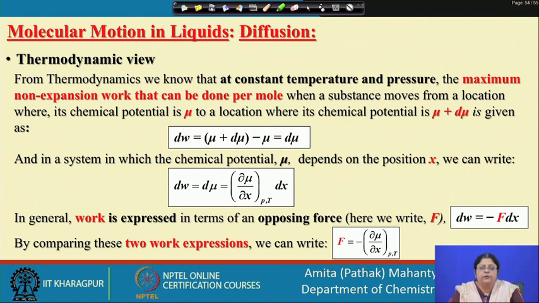So, the maximum non-expansive work for a mole of a substance at a given temperature and pressure is the measure of the change in chemical potential of the substance. If the chemical potential of a substance is mu at one place and in another location it is mu plus delta mu, then the change in chemical potential between the two locations is the measure of the maximum non-expansive work that can be done by a mole of the substance.